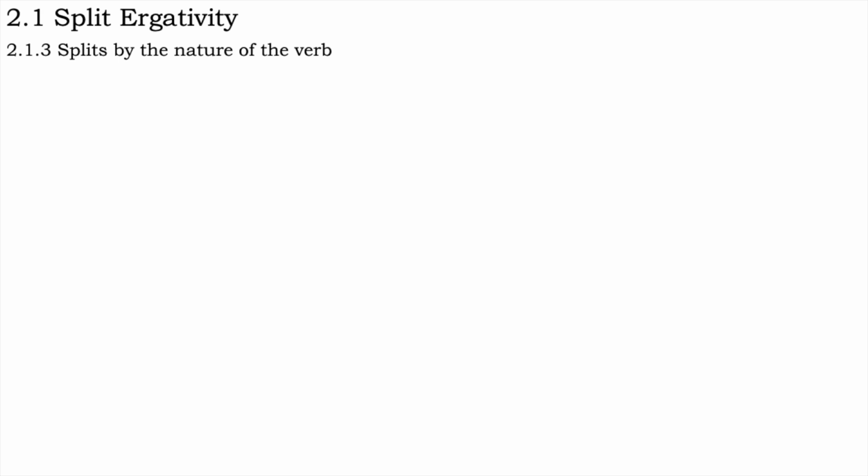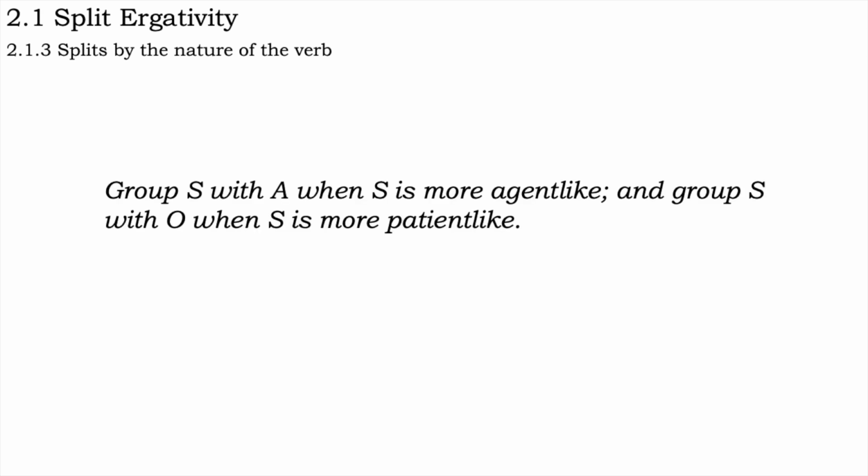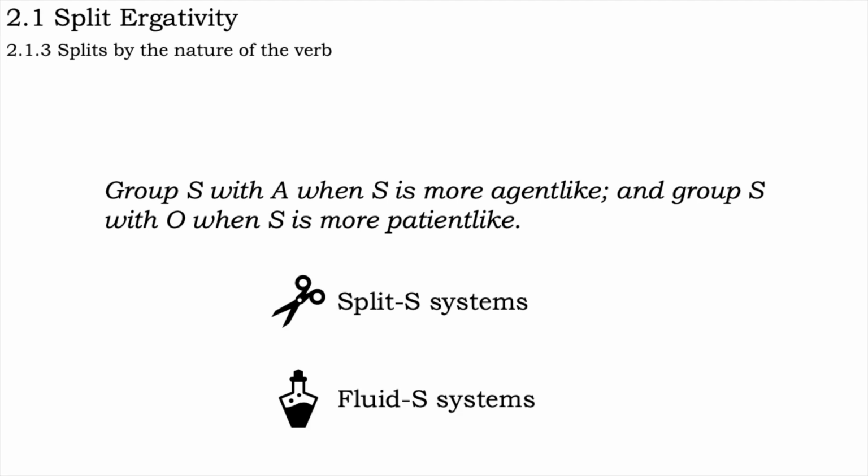Splits by the nature of the verb. Probably the simplest variety of split to understand is a split by the nature of the verb. As discussed before, an intransitive verb may have a more agent-like S or a more patient-like S. Thus, it is impossible to group S consistently with either A or O. So-called active-stative systems solve this problem in an obvious way, grouping S with A when S is more agent-like, but grouping S with O when S is more patient-like. There are two main systems used to accomplish this: split S systems and fluid S systems.